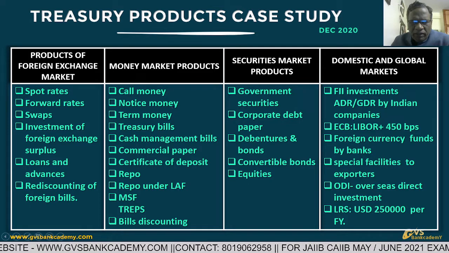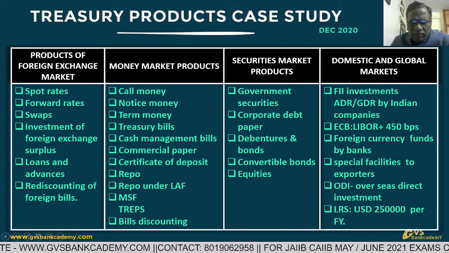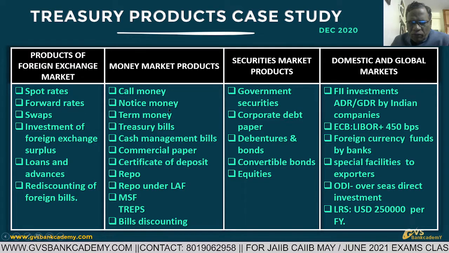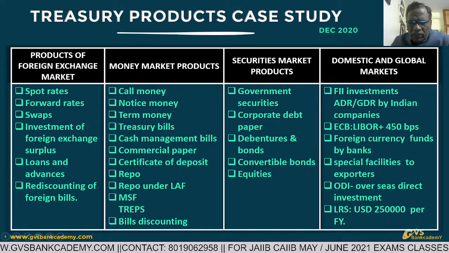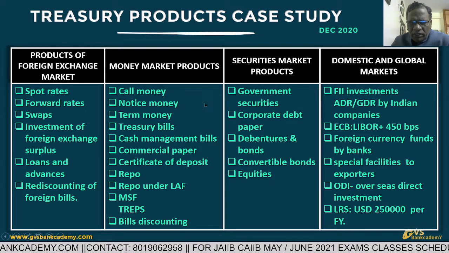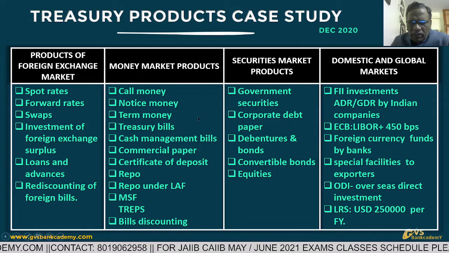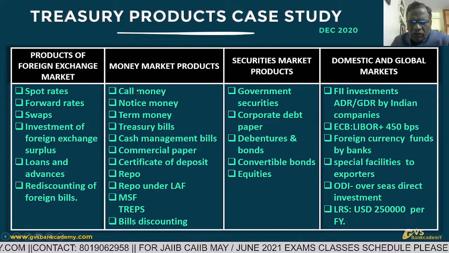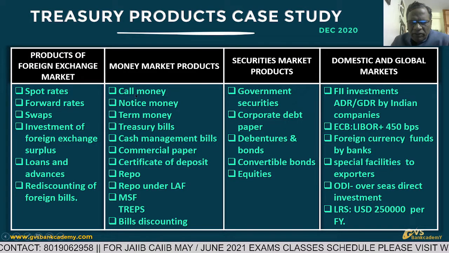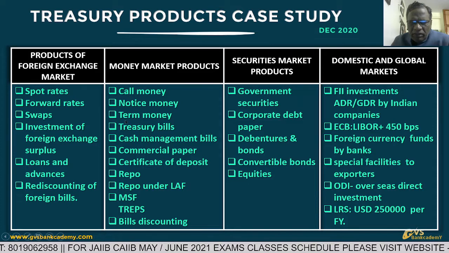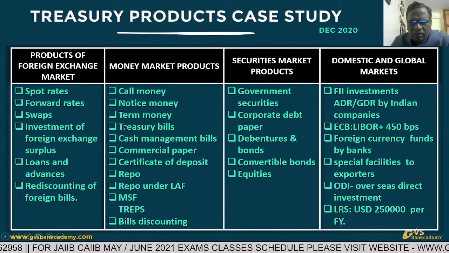Banks borrowing from other banks. That is it. Term money. For withdrawal of notice money, 1 clear working day notice is required. Term money is 15 days to 1 year. So, if any bank, based on its requirement, it will participate in call money or notice money or term money, either as lender or borrower.